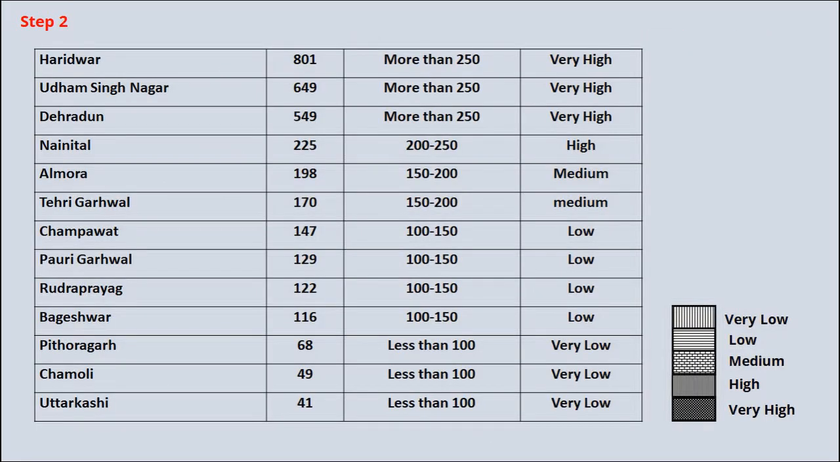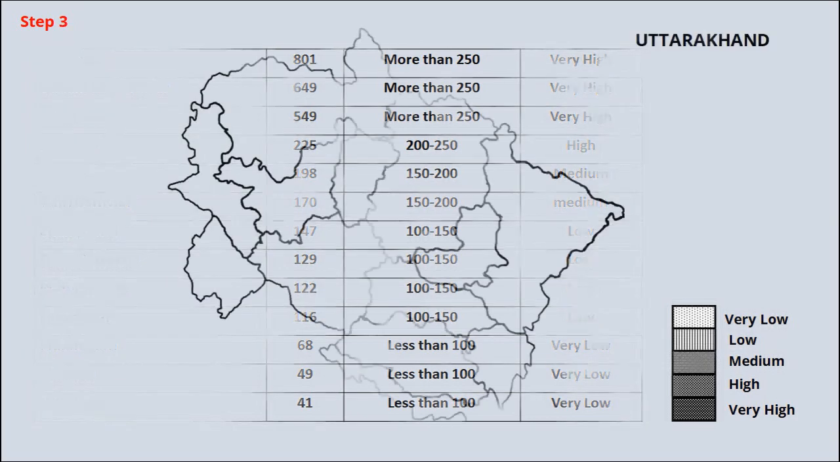Step 2. Next, we'll assign a color scheme or gradient to represent different levels of population density. For instance, we can use a gradient from light to dark, where light colors indicate low population density, and dark colors indicate high population density.